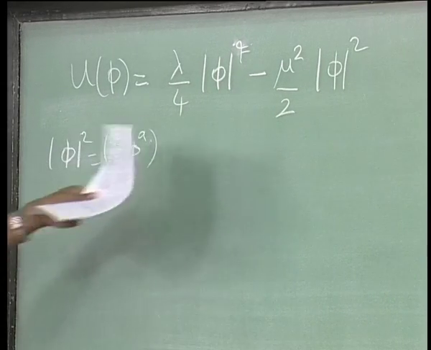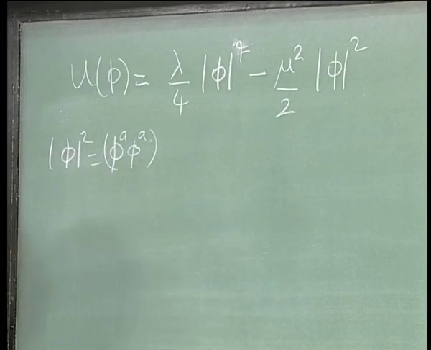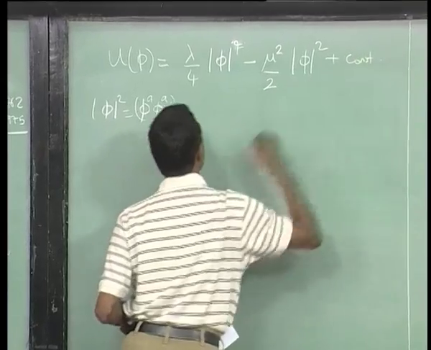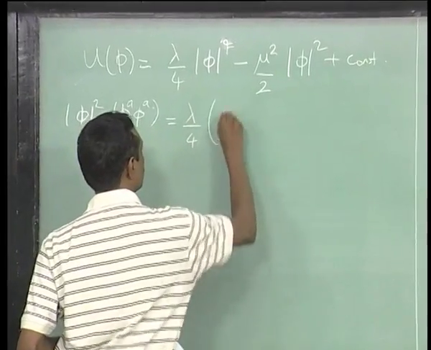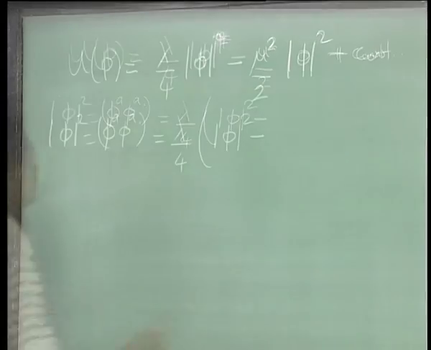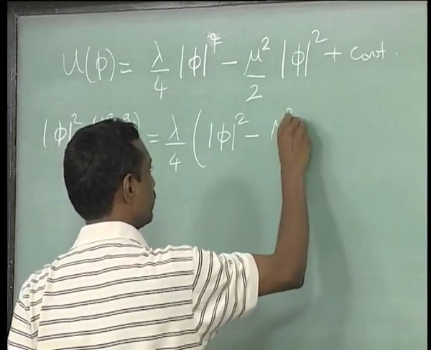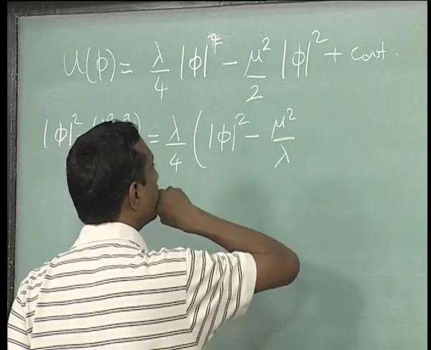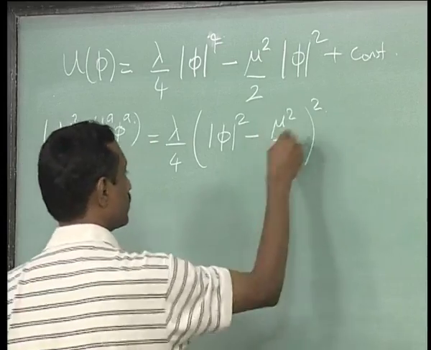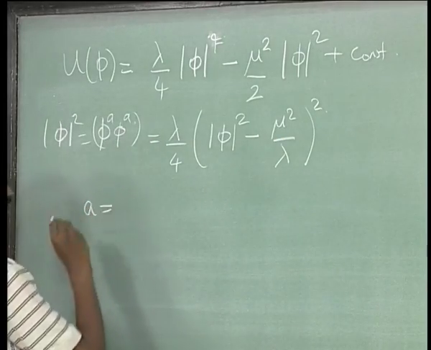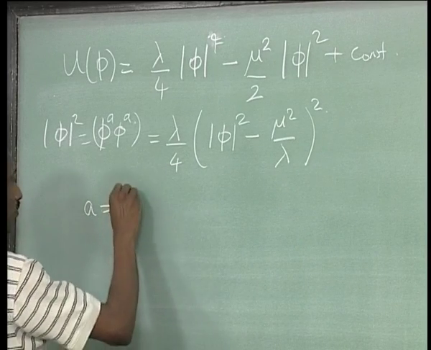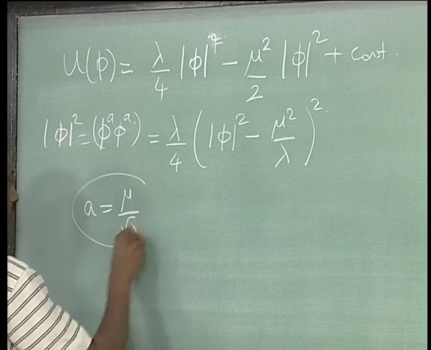And so, this is our canonical, this is our normal potential which I can rewrite up to a shift plus some constant. We would have usually written it as a square, but a little bit of thought will show you that this is nothing but mu square upon lambda, the whole square. So, what we would have called a in the potential which I have been using in this course would be mu by square root of lambda, just to remind you.